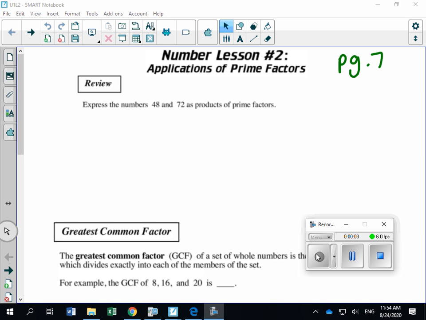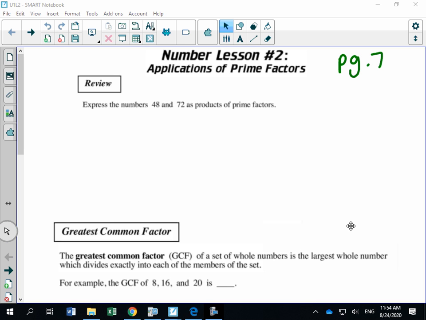We are now moving on to lesson 2 from the unit Numbers and Exponents, and this lesson is found on page 7 of your workbook. A couple of things, I will probably do this lesson in 2 to 3 parts, just because there's quite a bit to it. So I'll do this first part now, and then I'll assign you some homework.